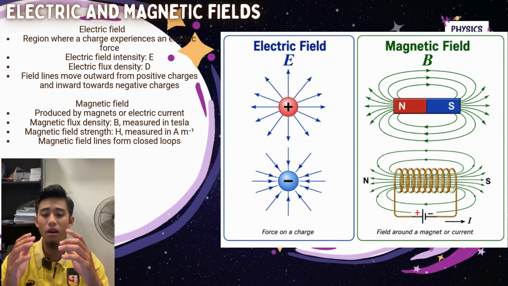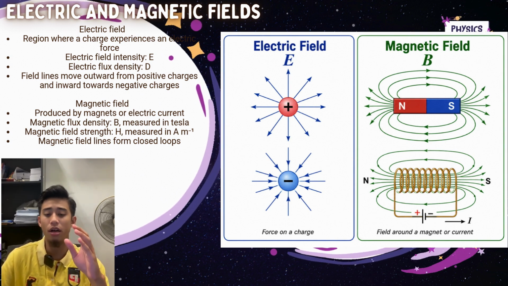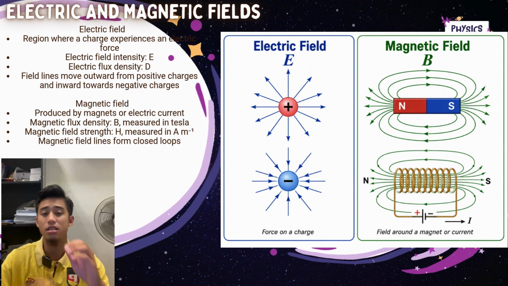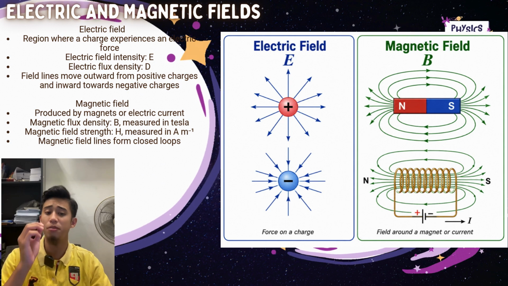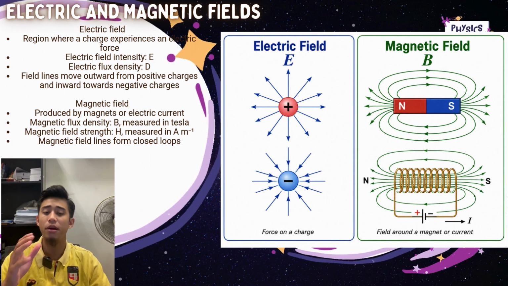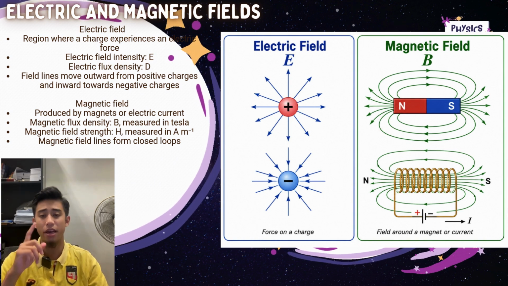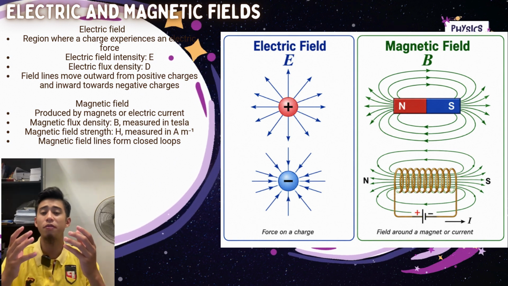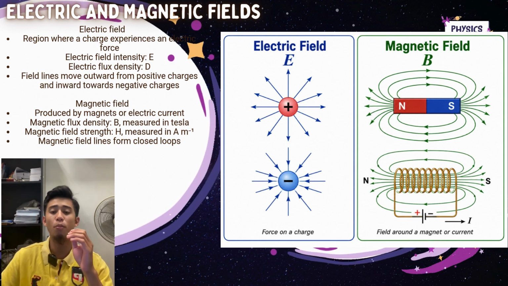A magnetic field, on the other hand, exists around a permanent magnet or a current-carrying conductor such as a solenoid. Magnetic flux density is represented by B and measured in Tesla, while magnetic field strength is represented by H. Unlike electric field lines, magnetic field lines always form complete closed loops.